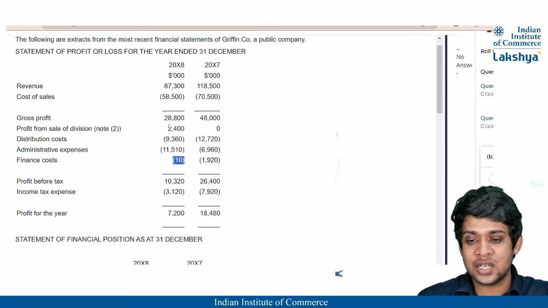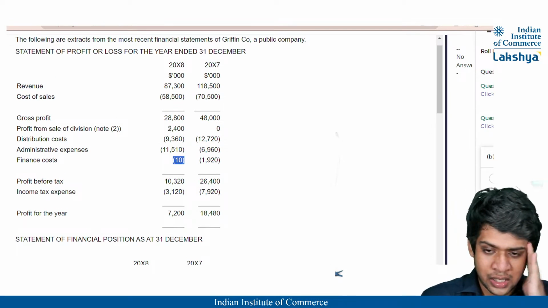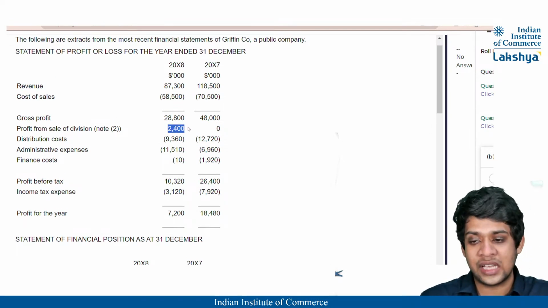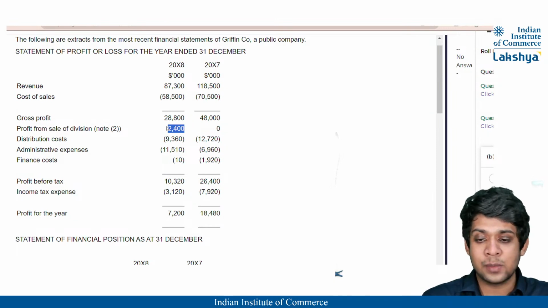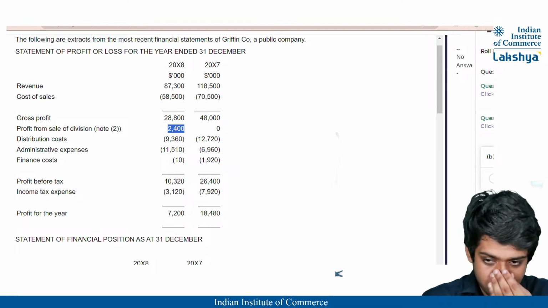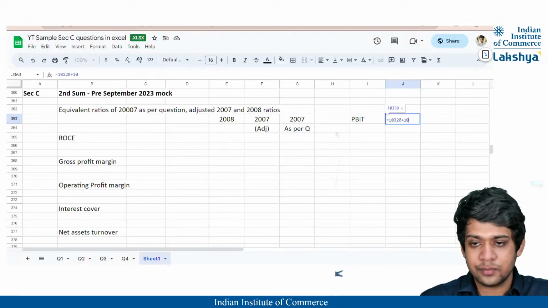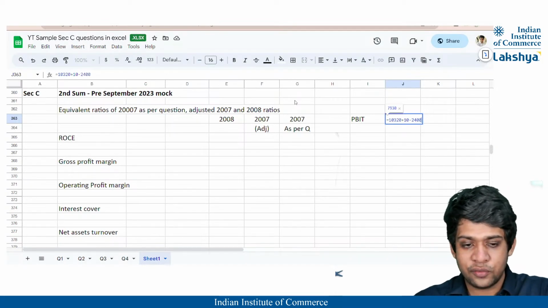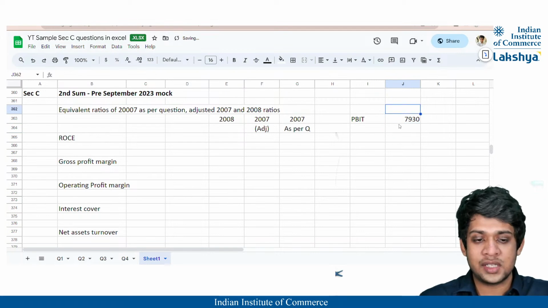And as they've mentioned, you have to calculate the 2008 ratios excluding the profit on sale of the division, right? So this profit has increased my profit. The sale on division profit has increased my profit. So in order to eliminate it, I will reduce it from my profit, right? So while reducing it from my profit, I will just reduce it here minus 2,400. So the profit before interest and tax is 7,930 for 2008, right?